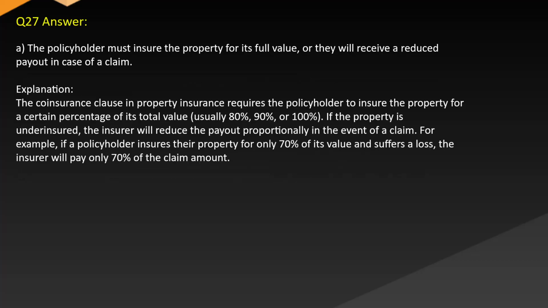Answer: A. The policyholder must insure the property for its full value, or they will receive a reduced payout in case of a claim. Explanation: The coinsurance clause in property insurance requires the policyholder to insure the property for a certain percentage of its total value, usually 80%, 90%, or 100%. If the property is underinsured, the insurer will reduce the payout proportionally in the event of a claim. For example, if a policyholder insures their property for only 70% of its value and suffers a loss, the insurer will pay only 70% of the claim amount.